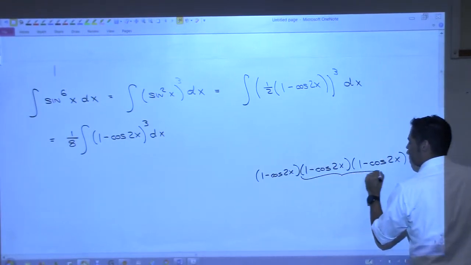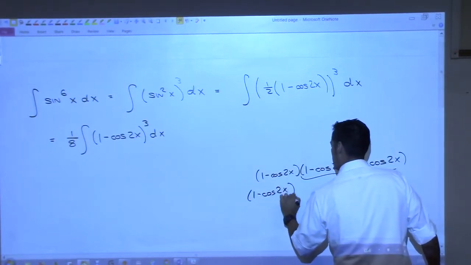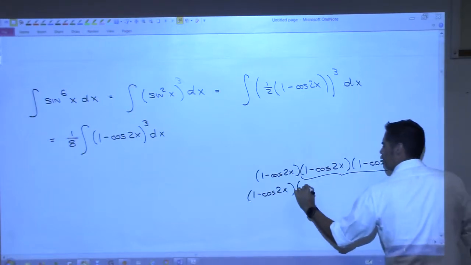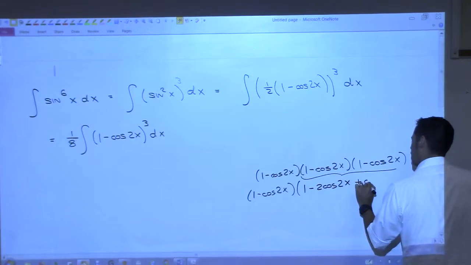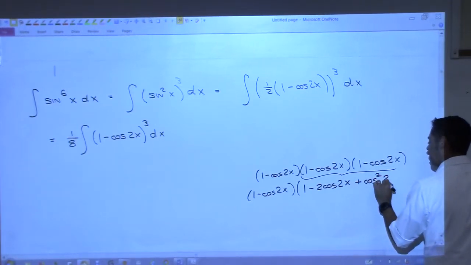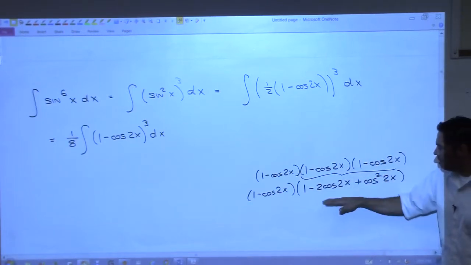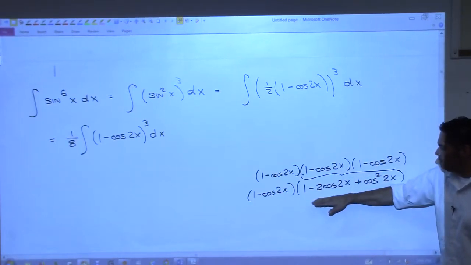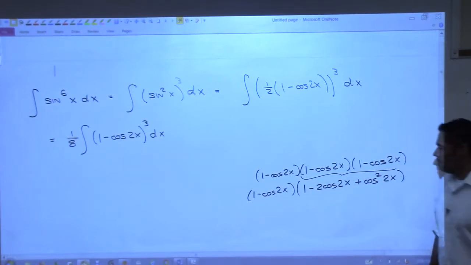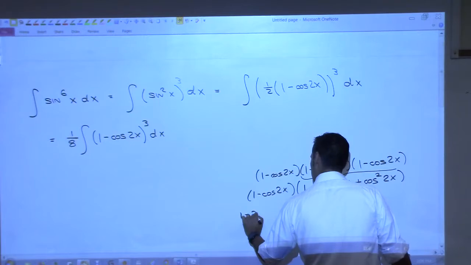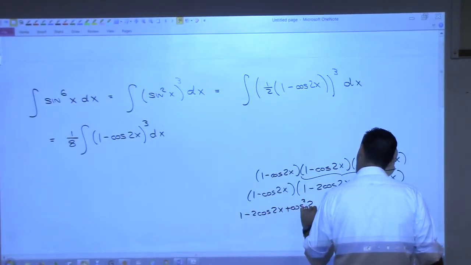These two would be what? So we did that earlier, right? That's 1 minus 2 cosine 2x plus cosine squared 2x. Y'all agree? These two together is this. And then I have to multiply this through, which is going to give me 1 minus 2 cosine 2x plus cosine squared 2x.